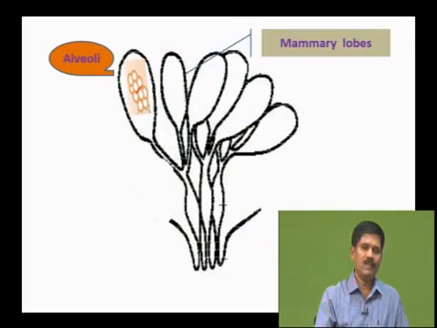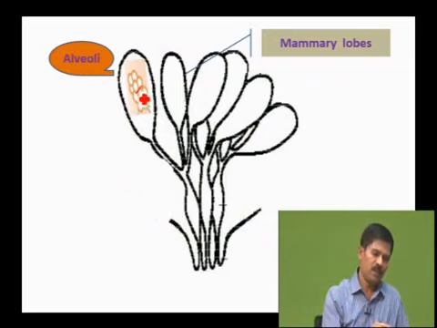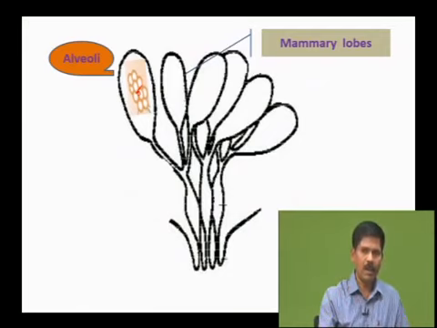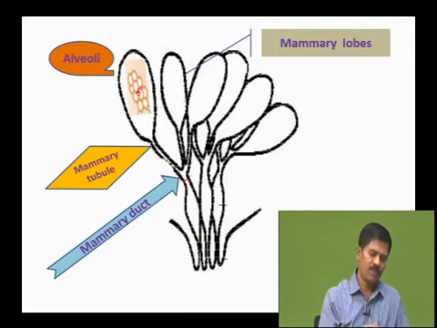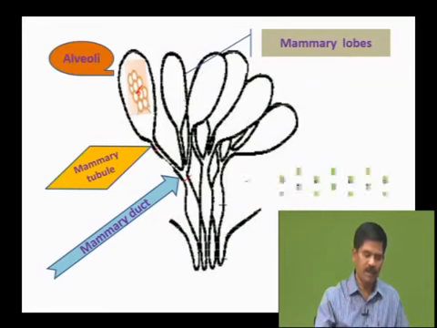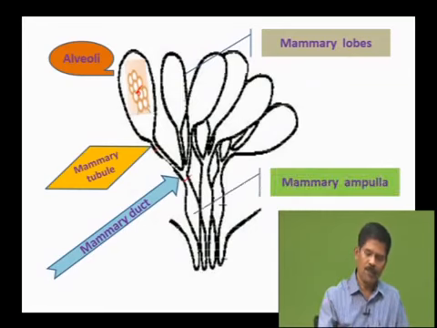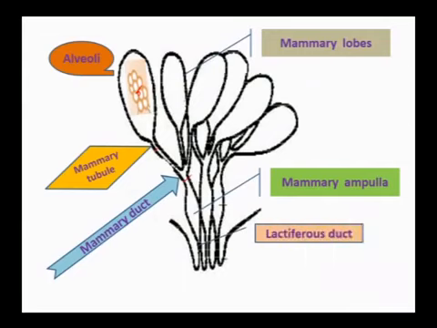The milk is stored in the spaces present between the alveolar cells. The milk from alveoli flows into mammary tubules. From mammary tubules, it goes to mammary duct. From mammary duct, it goes to mammary ampulla. From mammary ampulla, milk goes to lactiferous duct. The lactiferous duct opens outside at the tip of the nipple. So this is the structure of a breast showing the different aspects of it.